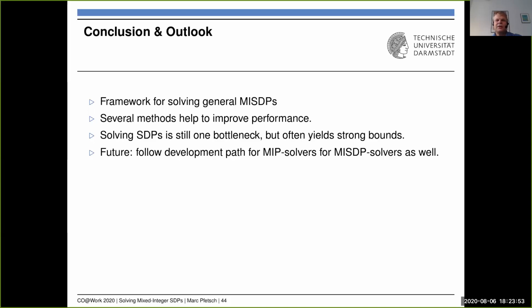For the future, we hope to follow the development path that has applied for mixed integer linear solvers in the past decades, where there was a tremendous speedup, and the hope is that we somehow can mimic this for mixed integer SDPs as well.